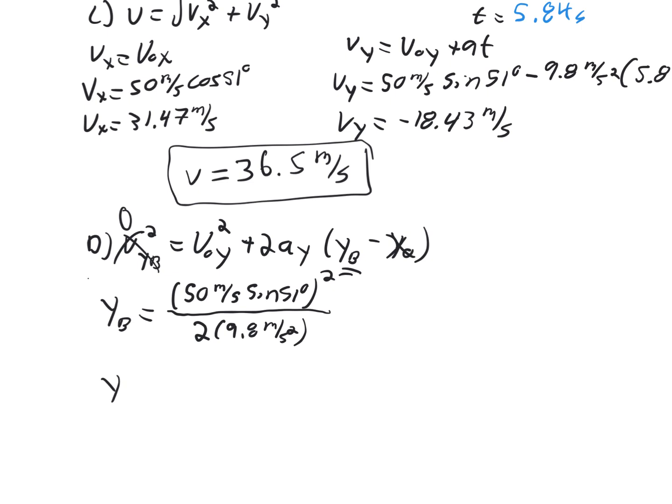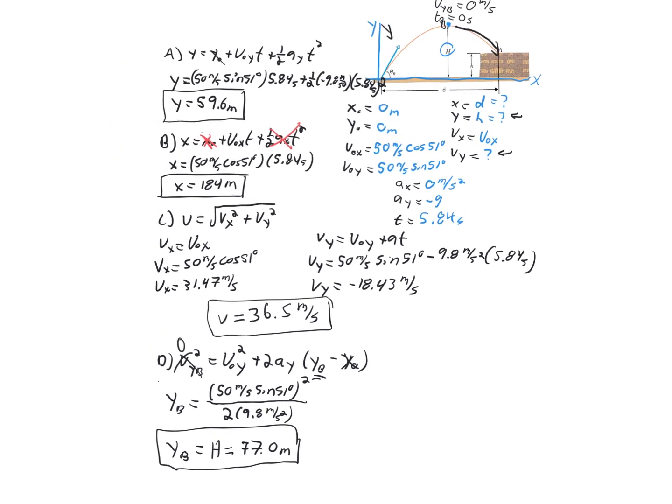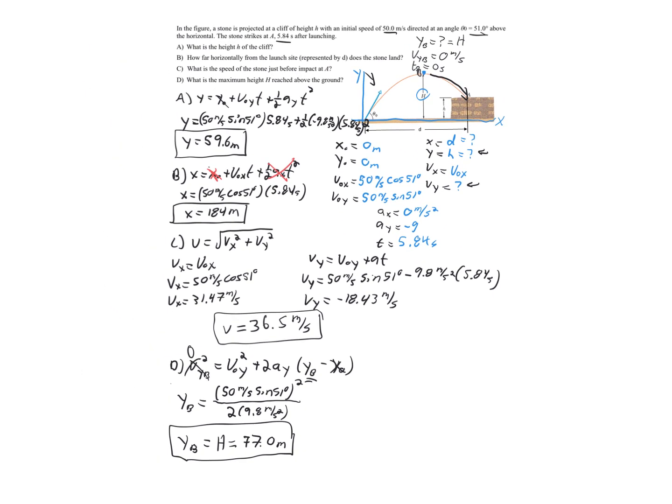And so you should be able to solve for yb, which again is at capital H, and it should come out to be approximately 77.0 meters. Boxworthy again. Awesome. So that's a great projectile motion problem there that we got to practice.